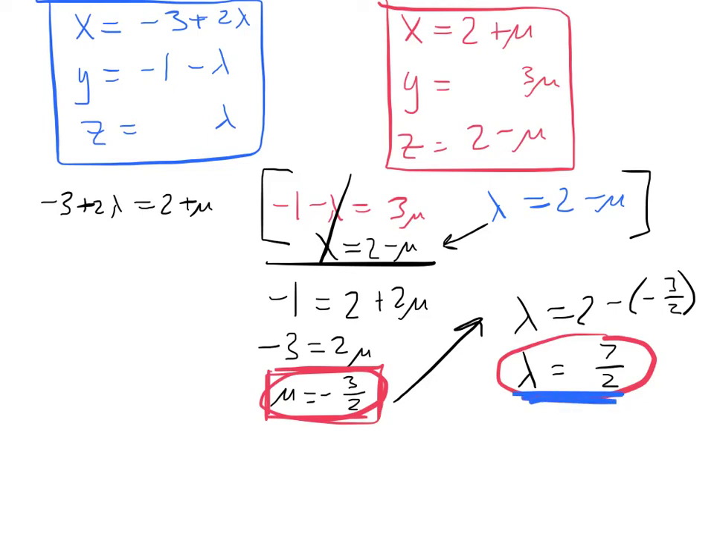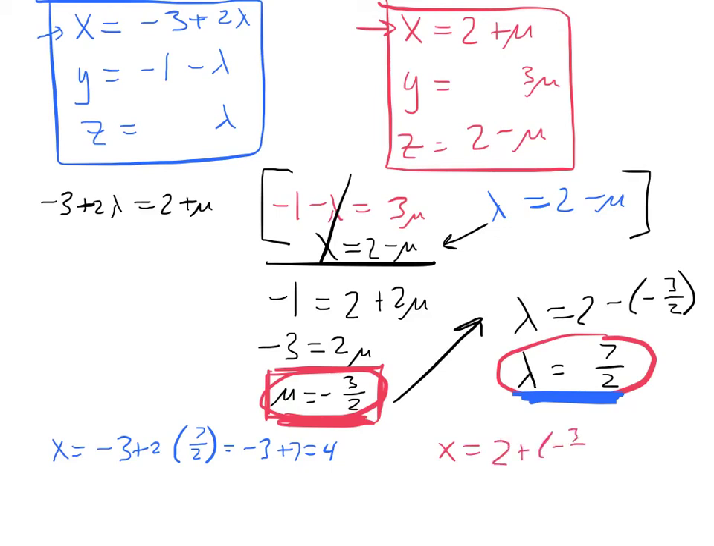First I'll plug 7 halves into the x equation. It would mean that x is supposed to be -3 plus 2 times 7 halves. That means x is -3 plus 7, which is 4. Okay, so great, I found out my x-coordinate is 4. Now, when I plug my mu into this x, I'll get x equals 2 plus negative 3 halves, and that's 1/2.